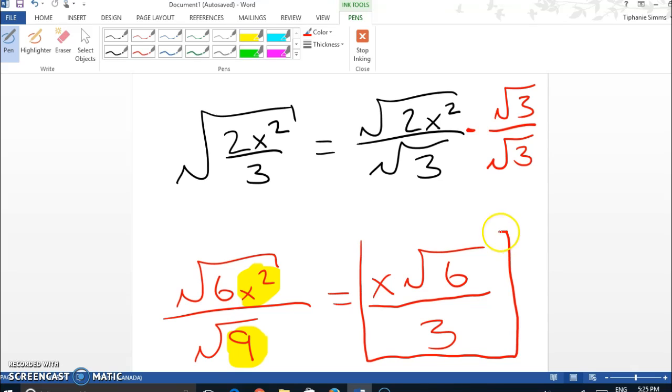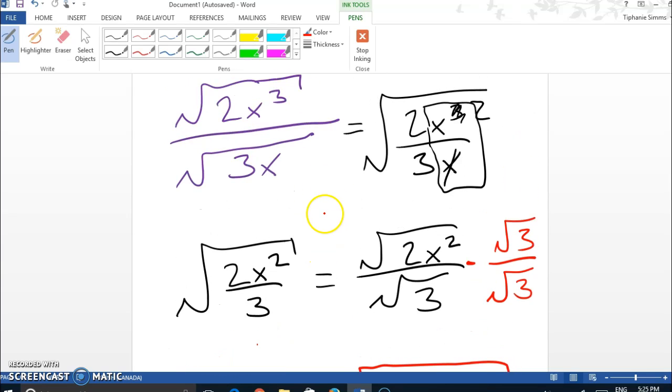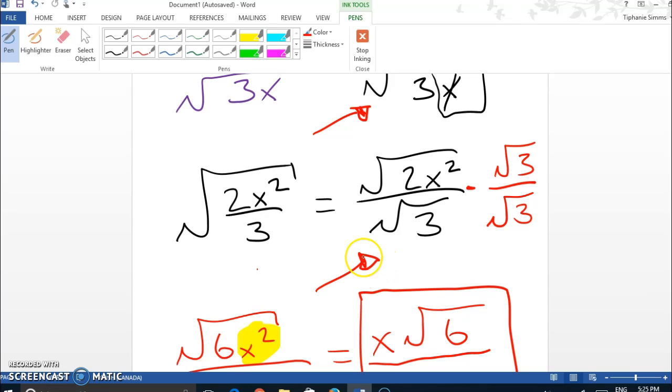So that's where that answer comes from, because they use the quotient rule. Where am I at? Up here. They used the quotient rule, but then they had to rationalize the denominator.